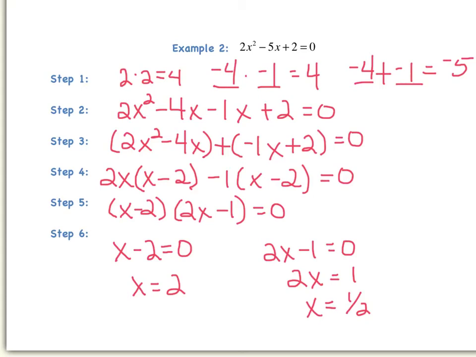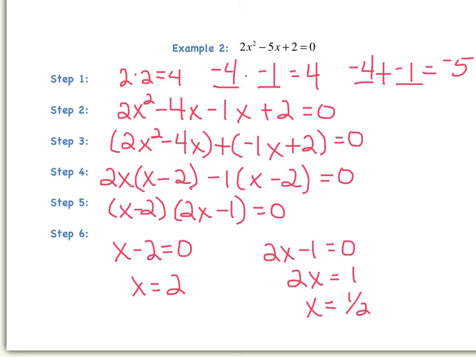Okay, I hope you were successful, but if not, that's okay. This is a lesson video, and we are here to learn. So let's look at step number 1. First, I found my factors, or I found out what the a value times the c value equaled. 2 times 2 equals 4. So I had to find the factors of 4 that add up to negative 5. And those factors are negative 4 and negative 1. Negative 4 times negative 1 is positive 4, and negative 4 plus negative 1 is negative 5.